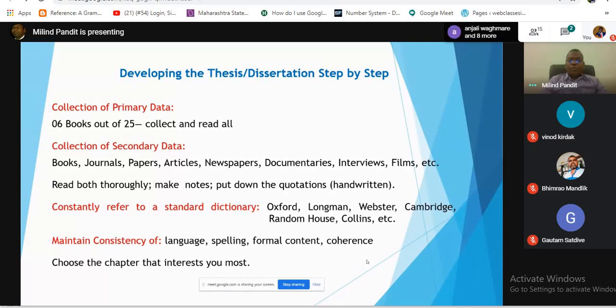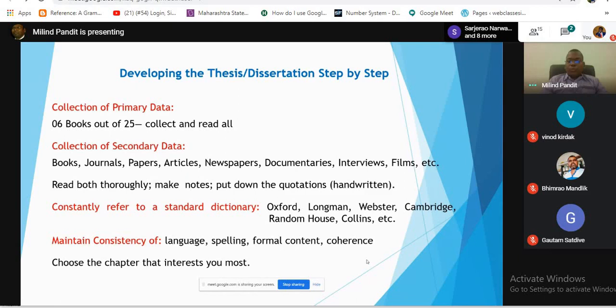Then we have to maintain consistency. What is this? It is about language. I have already spoken of this: spelling, formal content, and coherence. Coherence is one of the most significant areas of a research thesis. Without coherence, no research work can be considered logical. If coherence is there, then that thesis is to be considered a good one.